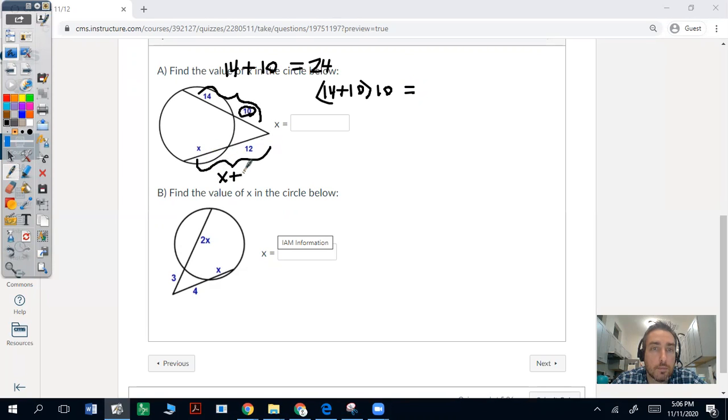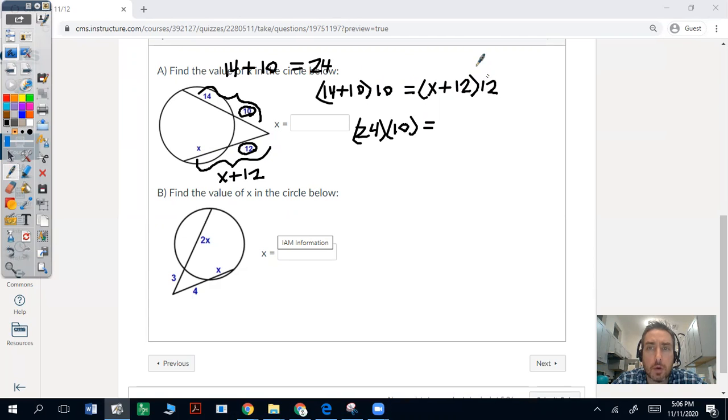And then we set that equal to, now down here, the whole thing is going to be x plus 12. And then we multiply it by the outer portion of that, which is 12. So you can see that 10 gets repeated there and the 12 gets repeated there. Now I'm going to say that's 24, so 24 times 10. It's going to be 240.